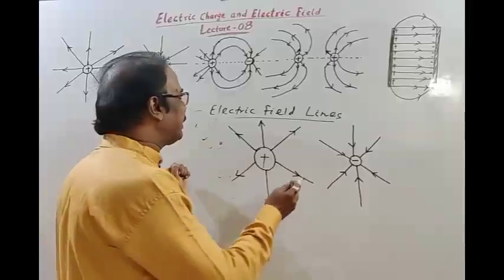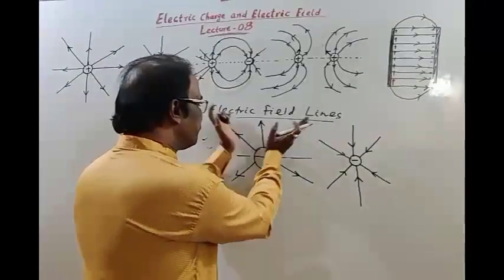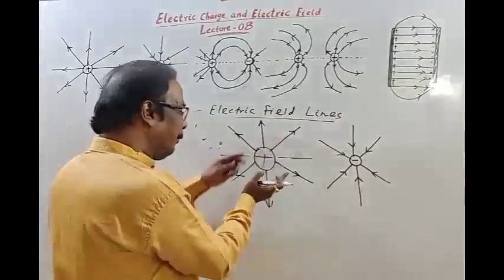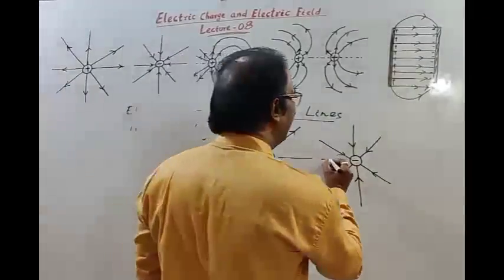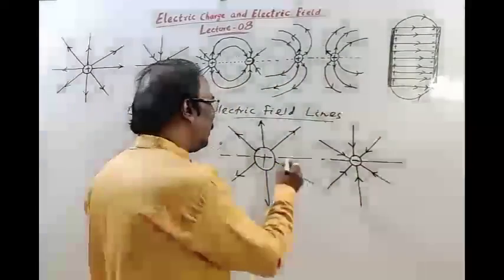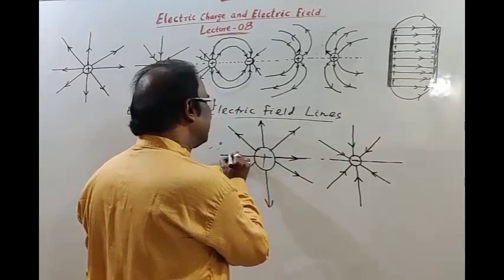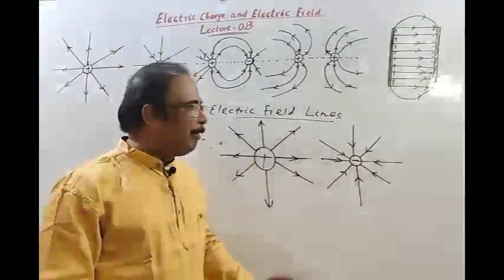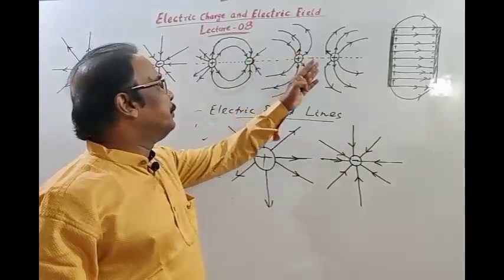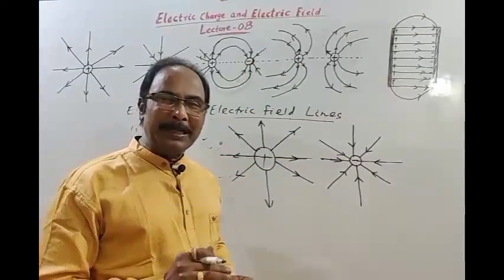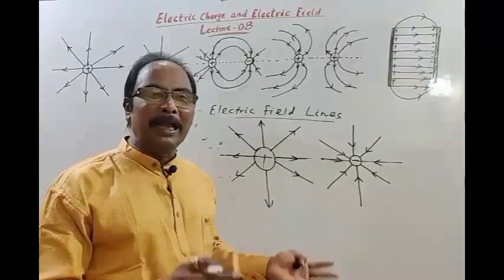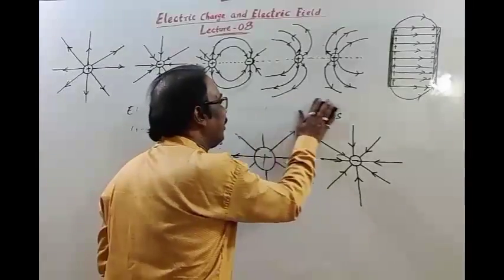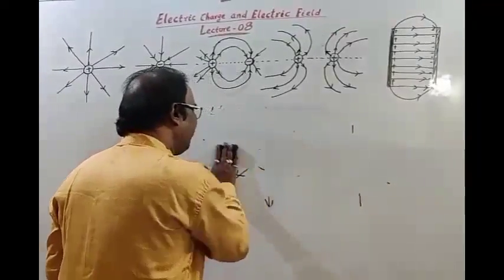Electric field lines are symmetric. If you see, this is a positive charge, with an equal number of electric lines of force both up and down. Here also the same thing. Of course, you may represent electric field lines like this also. Again, we will discuss the presence of two positive or two negative charged bodies, or a positive and a negative charged body. So this is the fundamental definition of electric field lines.